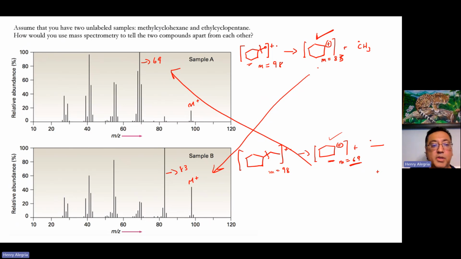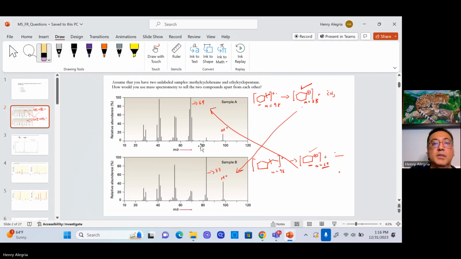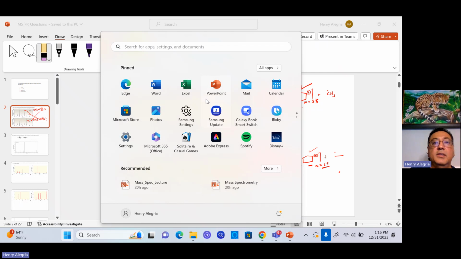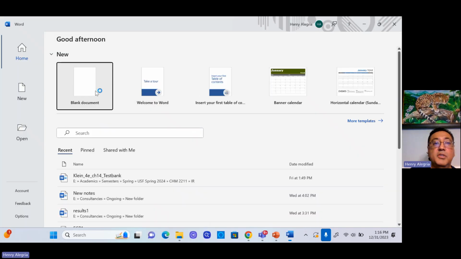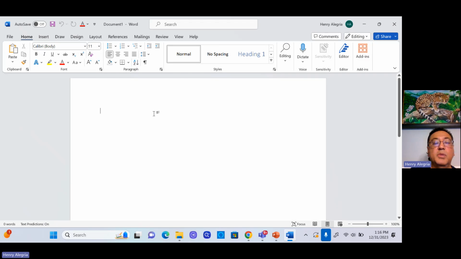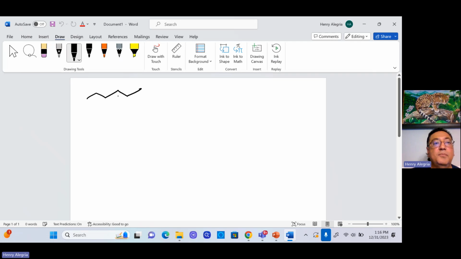So let me just very quickly remind you. These are the things that you should remember in terms of major fragmentation pathways. So let's remind ourselves, if I have any kind of an alkane, let's say something like that, we have the molecular ion. Here we'll be breaking carbon-to-carbon bonds.